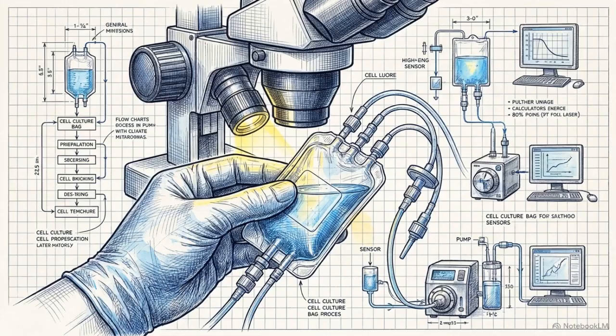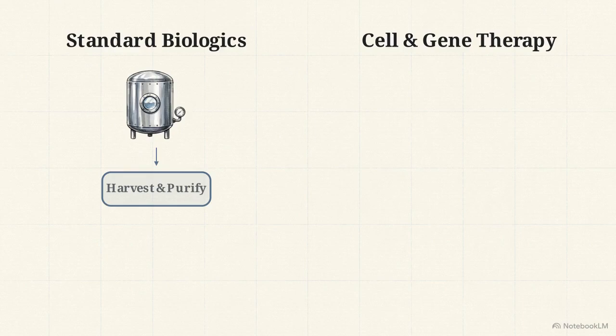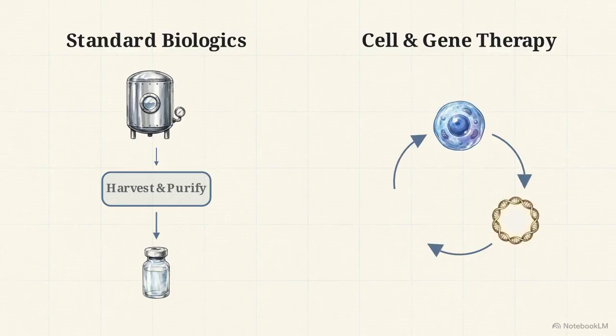Cell and gene therapies often break those traditional models. Look at this flow comparison. On the left is standard monoclonal antibody production, a linear process built on standardized mass production and terminal sterilization. On the right is the cell and gene therapy cycle. Here, the starting materials are living cells, plasmids, and viral vectors that are inherently variable.